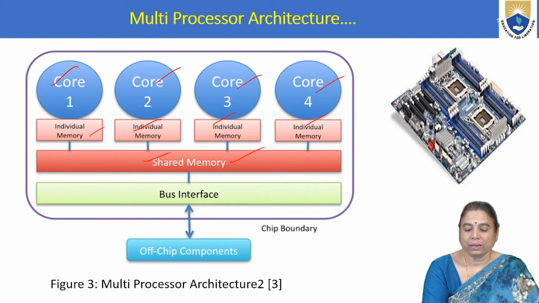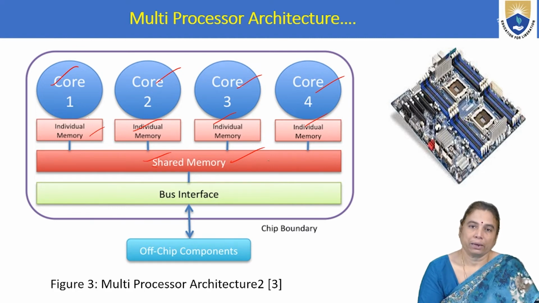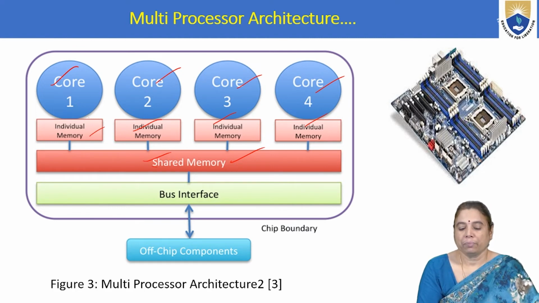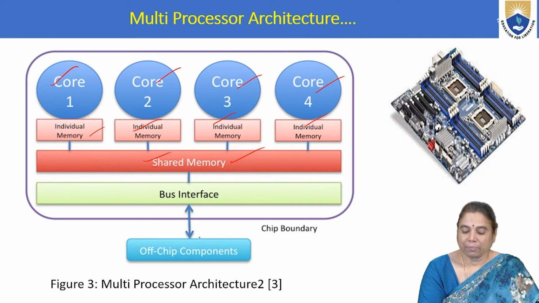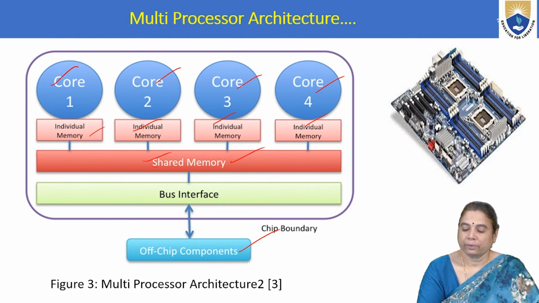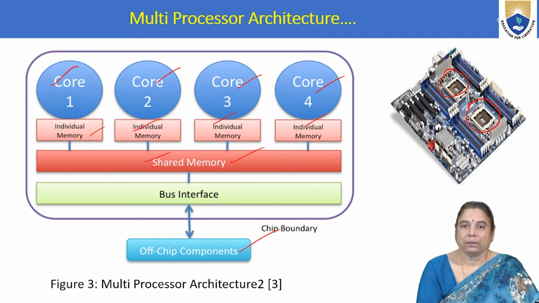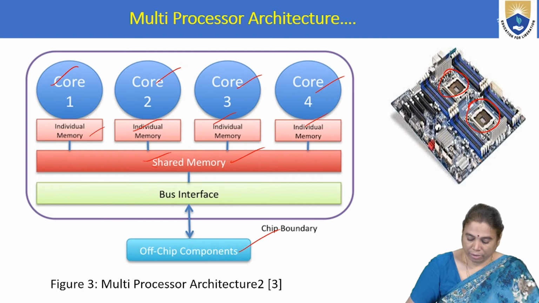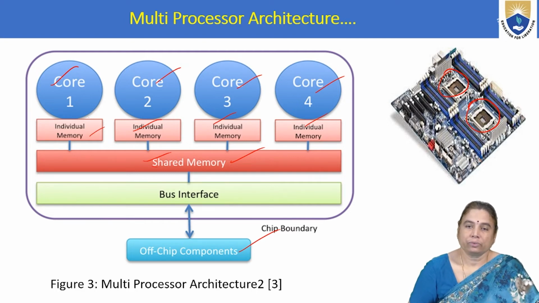So these cores can communicate with each other with the help of shared memory, so that the common data can be placed in this shared memory. And with the bus interface, it can be connected to the off-chip components. So this is the multiprocessor architecture, the internal layout of the multiprocessors. This is one core and this is the second core. So the multiprocessor can support more than one processor for concurrent execution of instructions.